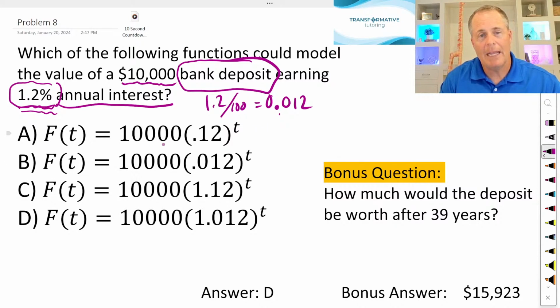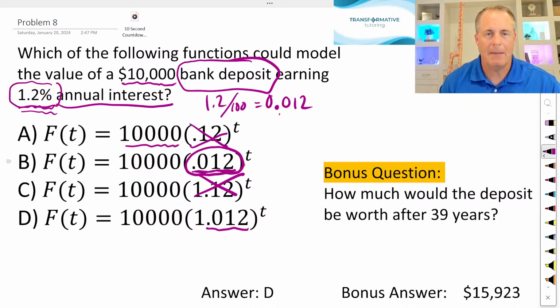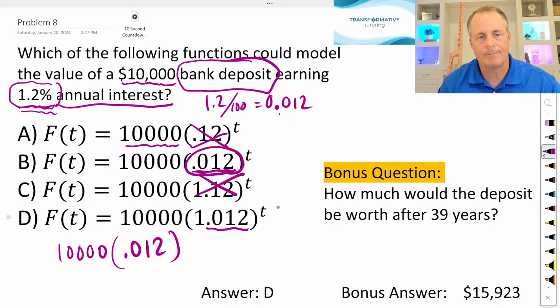Now, if you take $10,000 and, well, first of all, this is just the wrong number. Let's just cross those out right away. We are looking for something that has one of the 0.012s in it. Now, if you think about multiplying something by 0.012, is that going to take your $10,000 and make it bigger or smaller? That's definitely going to make it smaller. So this is not a good thing.